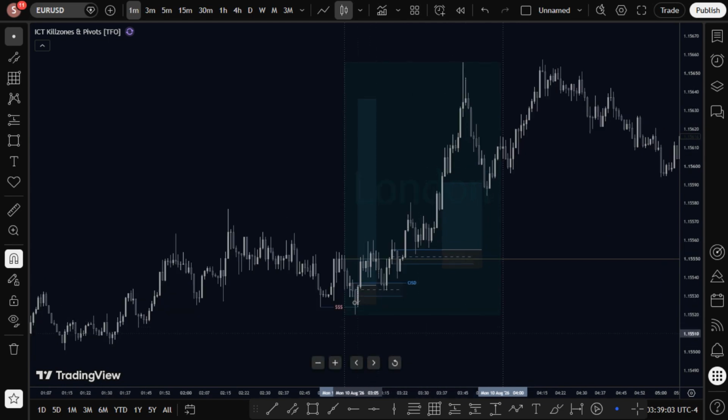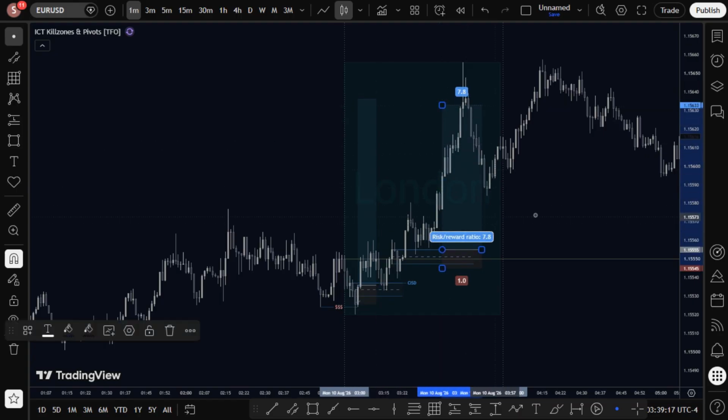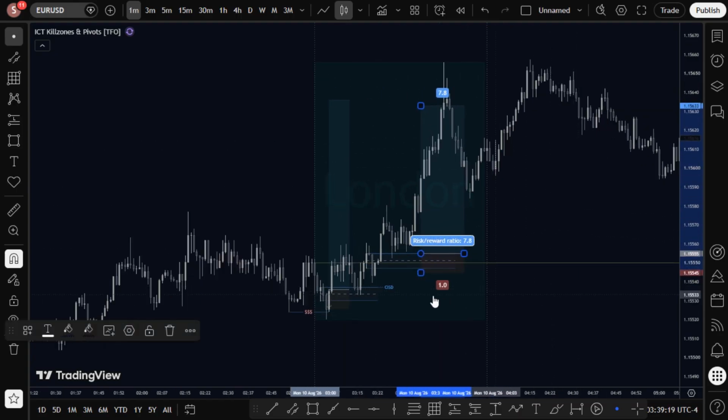This is London. You can see this is from 3 a.m. to 4 a.m. This is the period, silver bullet window for London. Okay, for London. So that's how you trade it when price is below.